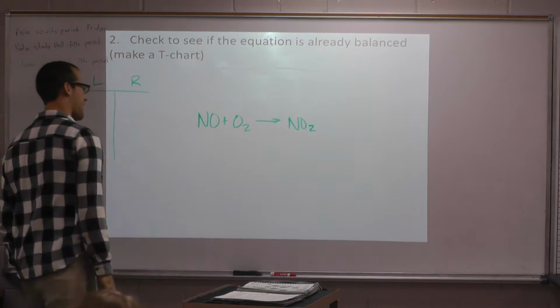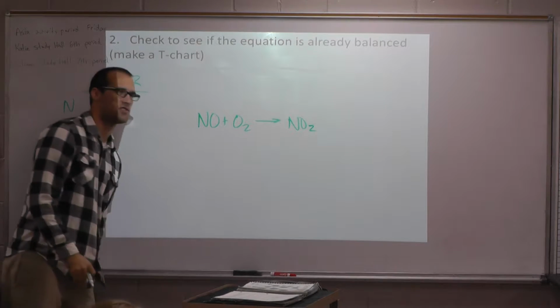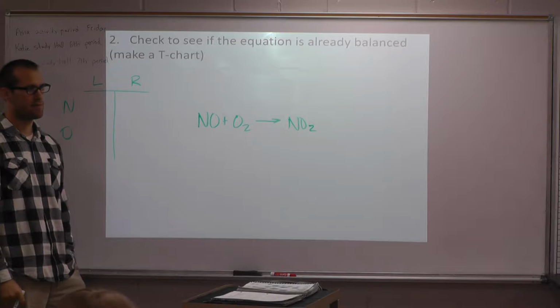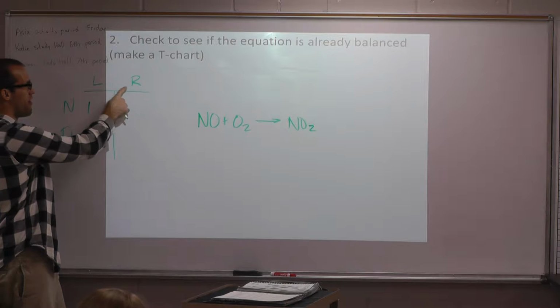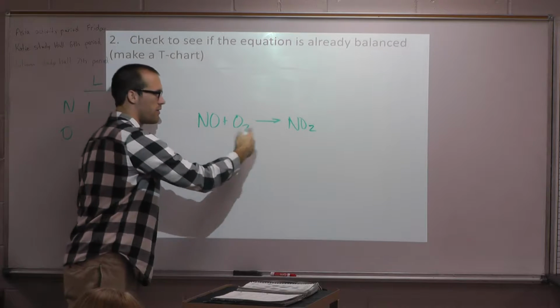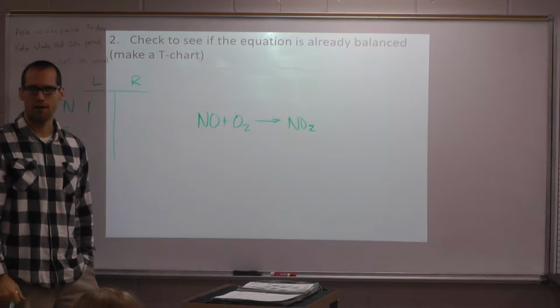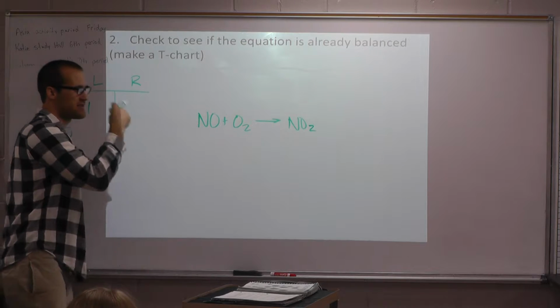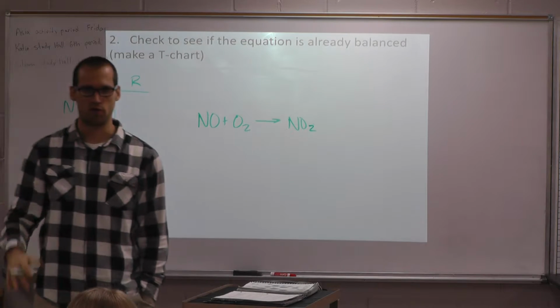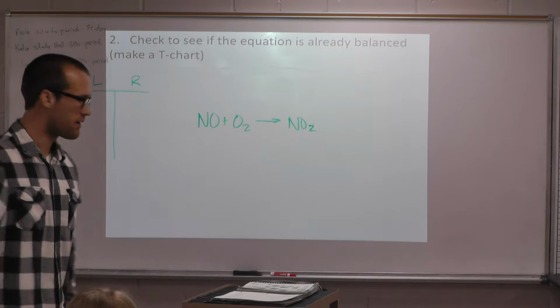So, Gage, real hard one here. How many nitrogens do you have on the reactant side? One. Put it there. So I have L and R. That just means left of the arrow, right of the arrow. Okay, you could put R and P, reactants and products. I don't care what you do. Do what works for you. Okay?